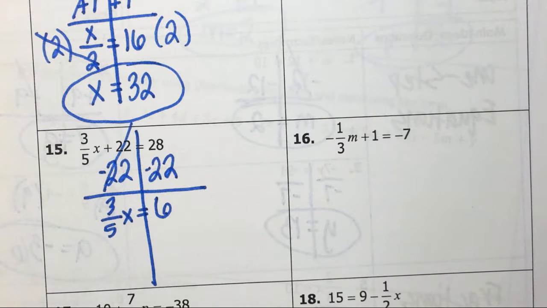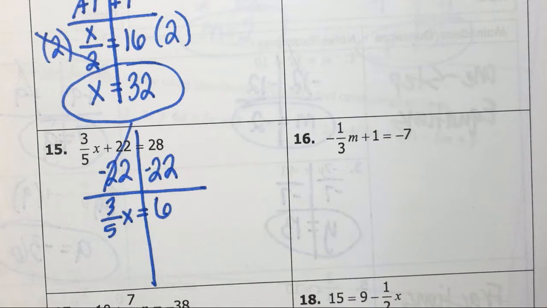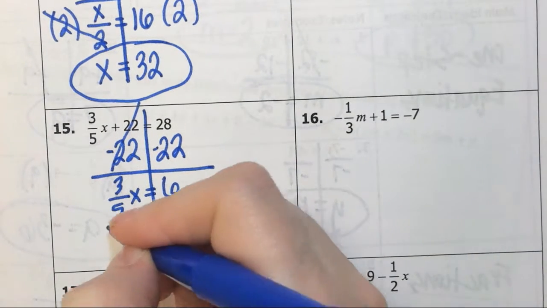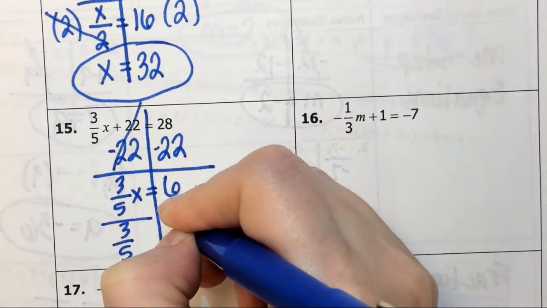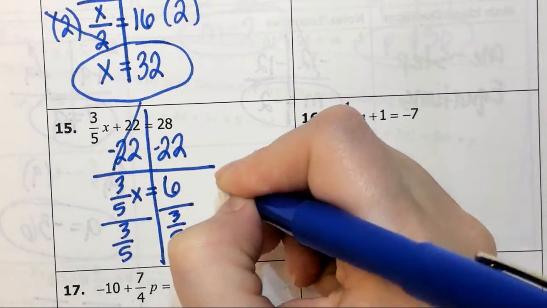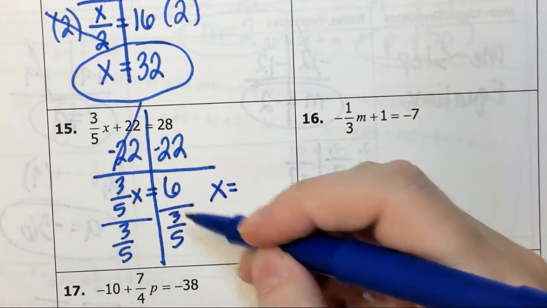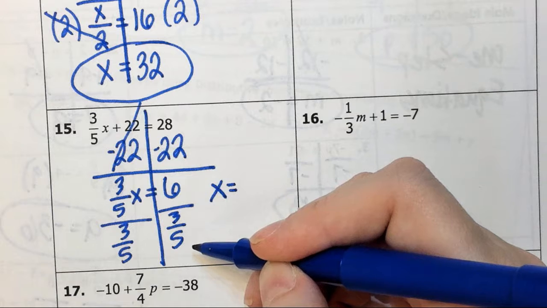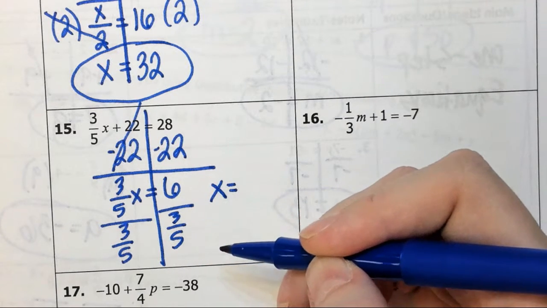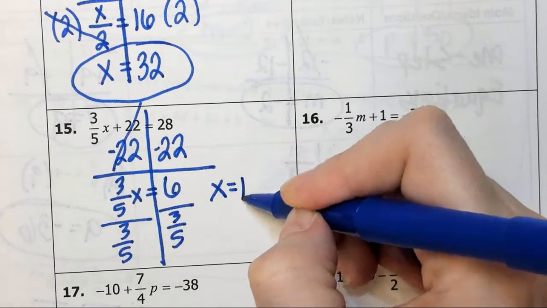And now we did something like this on the front. How do you get rid of the 3/5? Divide by 3/5. Good. Divide both sides by 3/5. So 6 divided by 3/5. What's 6 divided by 3/5? Good.